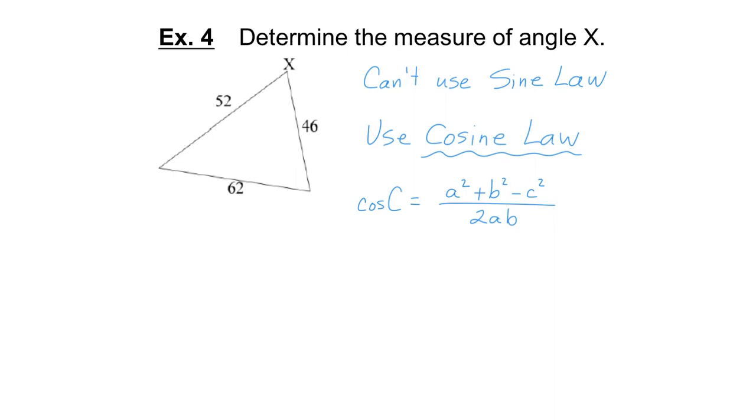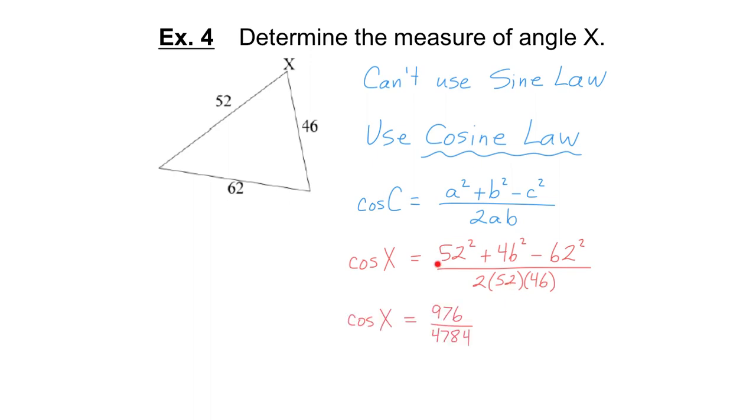The really important part is that for whatever angle you're trying to find, this is the opposite side. So you plug in your values. The angle we're trying to find is x. The opposite side is 62. A and B are just the other two sides, 52 and 46.